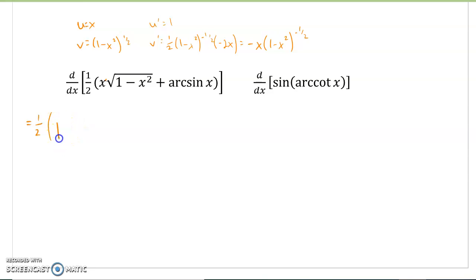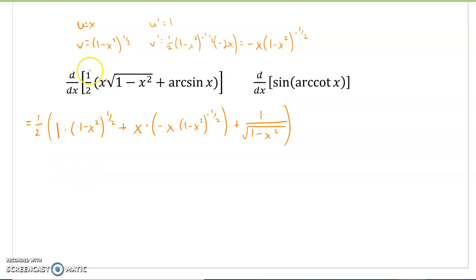So the derivative of the product is u prime times v, plus u times v prime, that's x times, I'll go ahead and use parentheses, negative x times 1 minus x squared raised to the negative 1/2. All right, and that's the derivative of the product here. I shouldn't close that parentheses yet because everything's being multiplied by the 1/2. And then we have the arcsine. The derivative of the arcsine of x is 1 over the square root of 1 minus x squared.